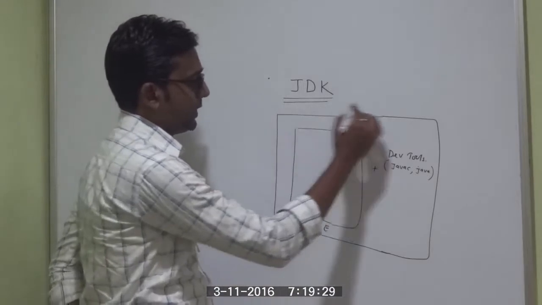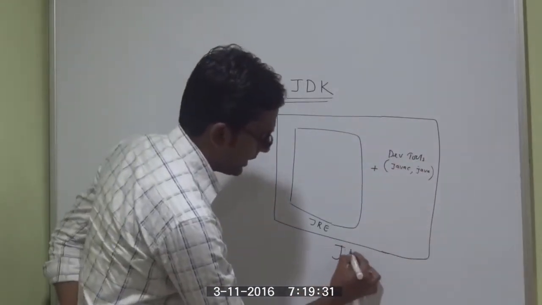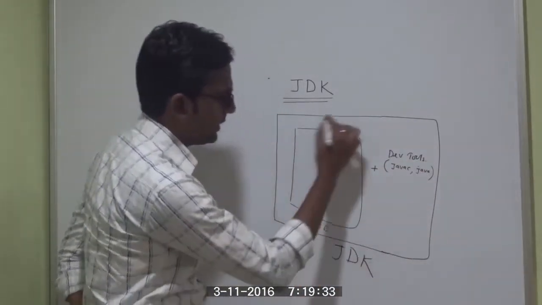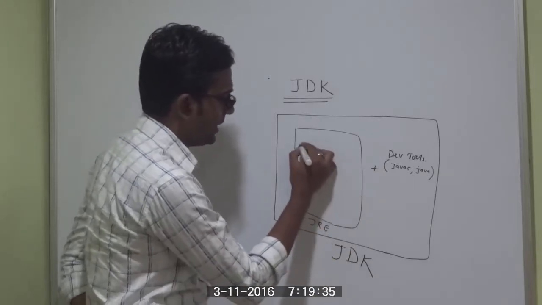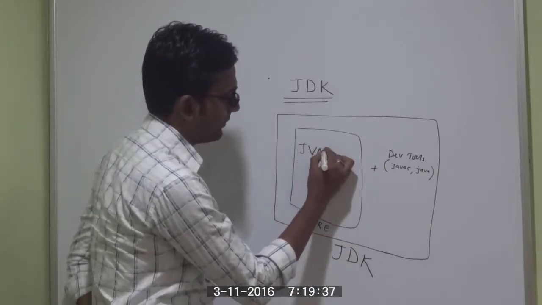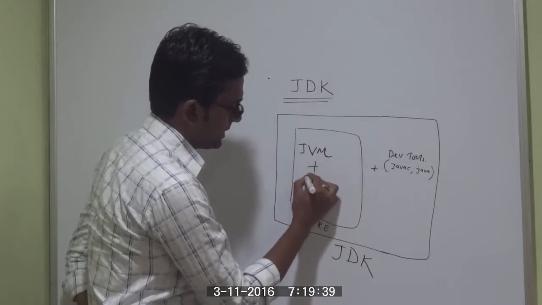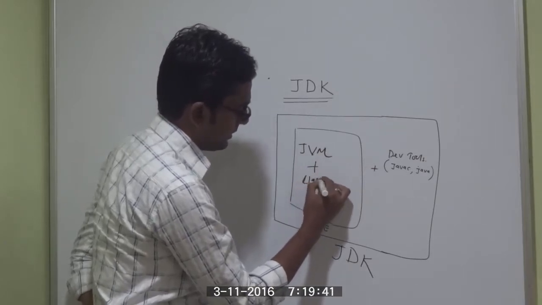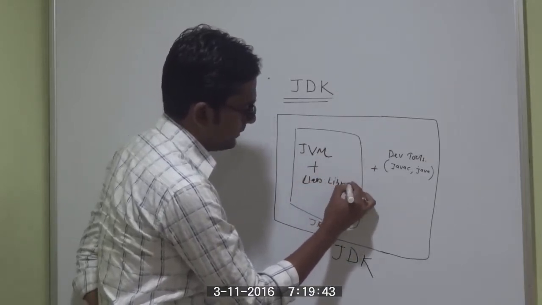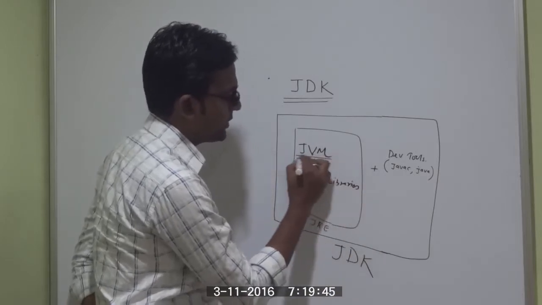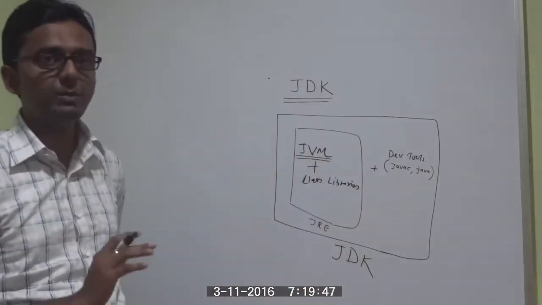Now, if you notice here, this entire thing is JDK. Inside this JDK we have JRE. This JRE consists of JVM plus class libraries. JVM means Java Virtual Machine.